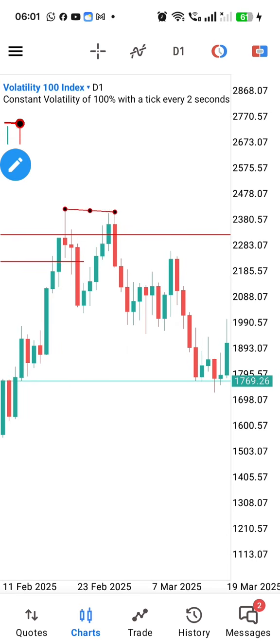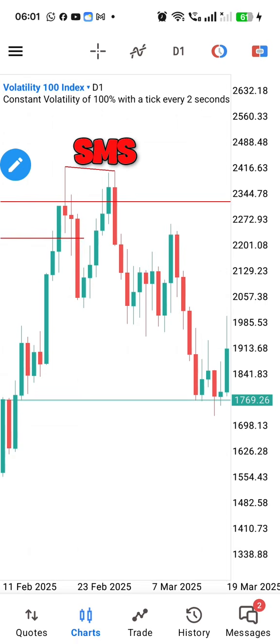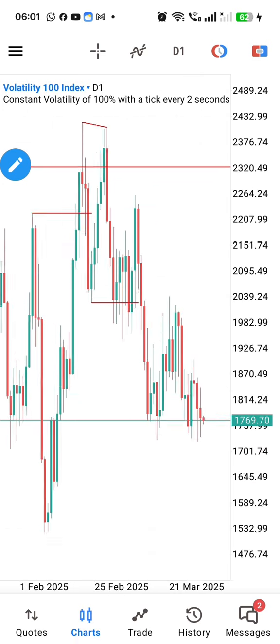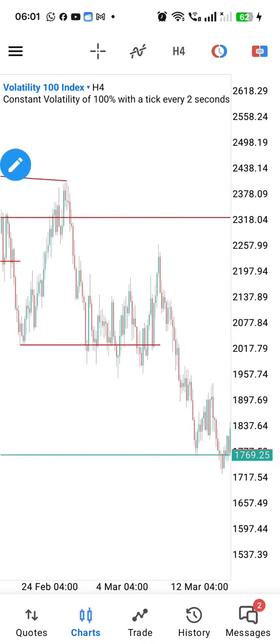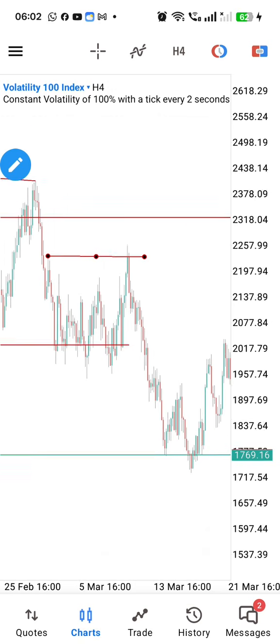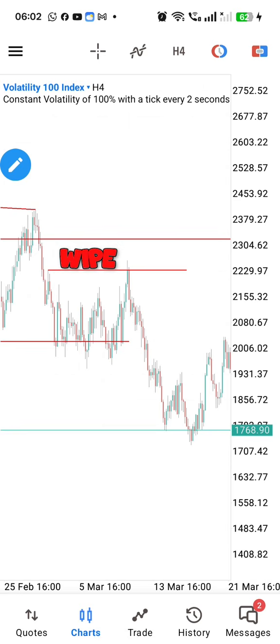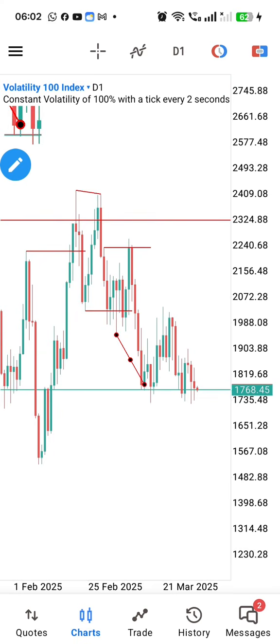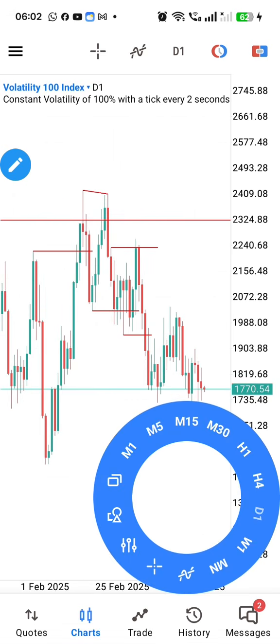So it created an SMS, a shifting market structure. It failed to make a higher high there, then it broke down to give us our first change of character or break of structure. And now you can see price sort of went back into the range, and then it gave us that wipe above that 4-hour high, and then from there it dropped down to confirm again the reverse by breaking structure below that low.